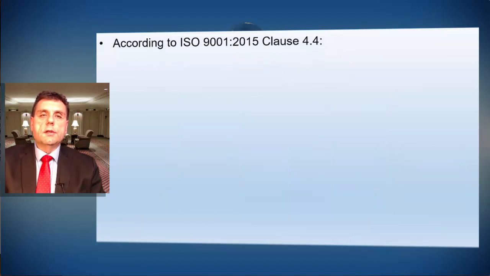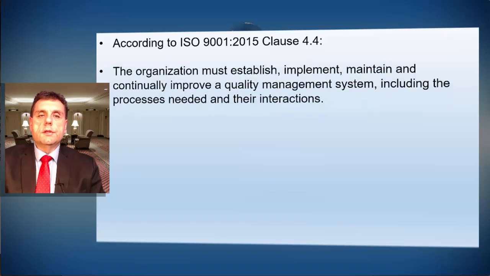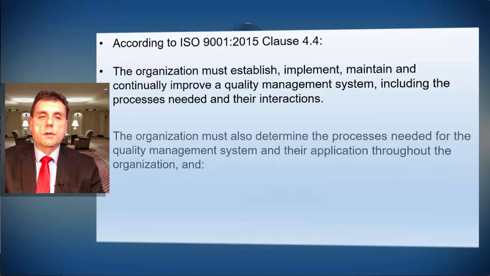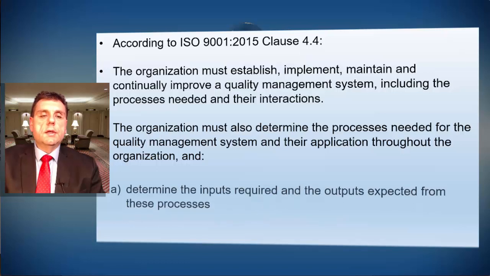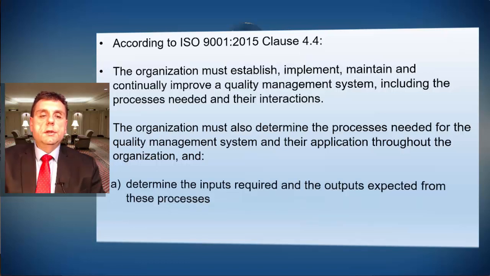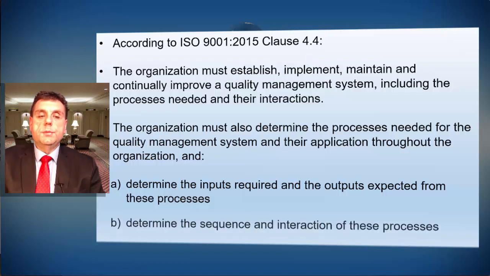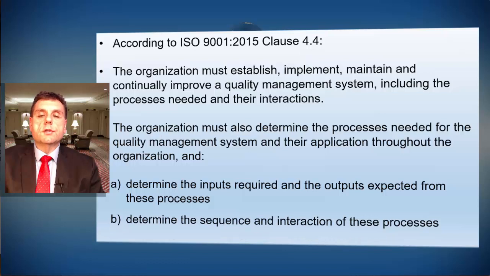According to ISO 9001:2015, Clause 4.4, the organization must establish, implement, maintain, and continually improve a quality management system including the processes needed and their interactions. The organization must also determine the processes needed for the quality management system and their application throughout the organization, and A. Determine the inputs required and the outputs expected from these processes. B. Determine the sequence and interaction of these processes.